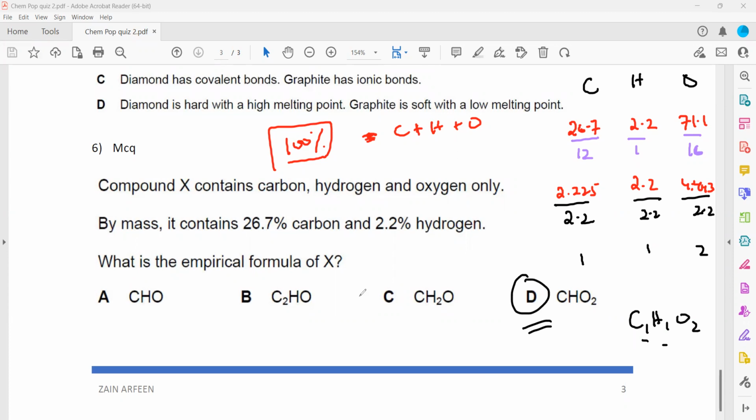Is it clear? Question 6, how we work out the empirical formula? Yes, sir, clear.